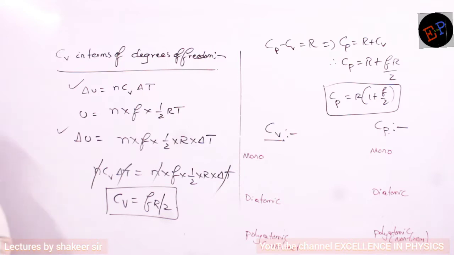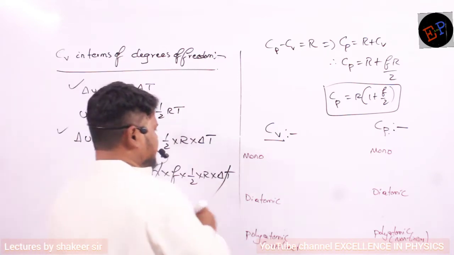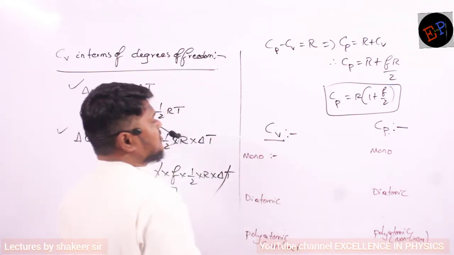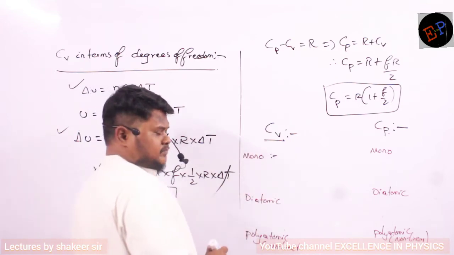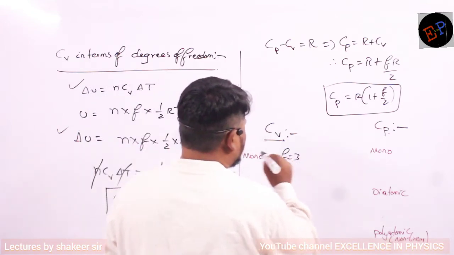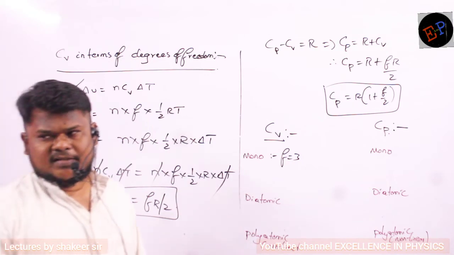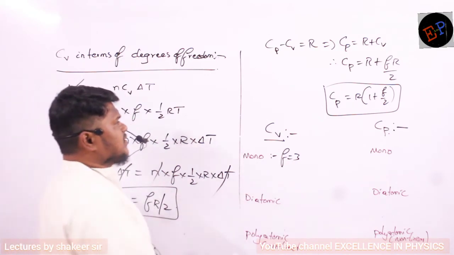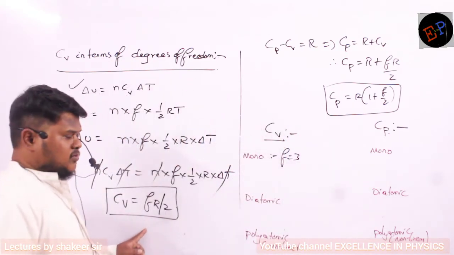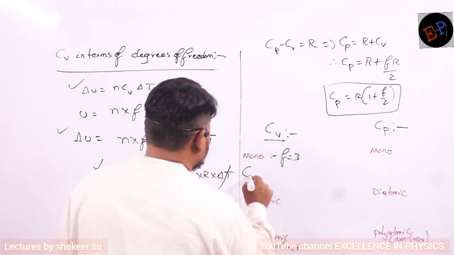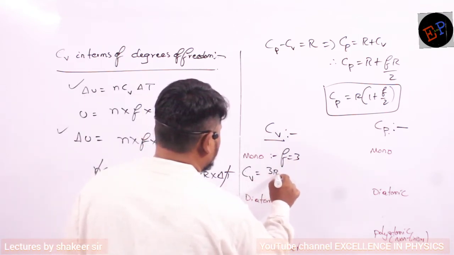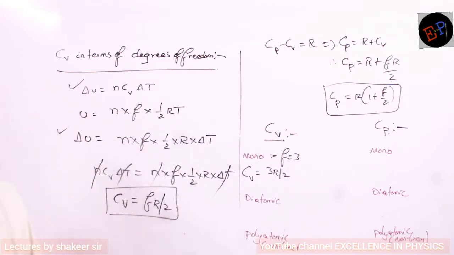Now, for a monoatomic gas, what is the f value, the number of degrees of freedom? 3, no? The number of degrees of freedom for a monoatomic gas is 3. So substitute 3 in this equation, fR divided by 2. Therefore, for a monoatomic gas, the Cv value is 3R divided by 2.